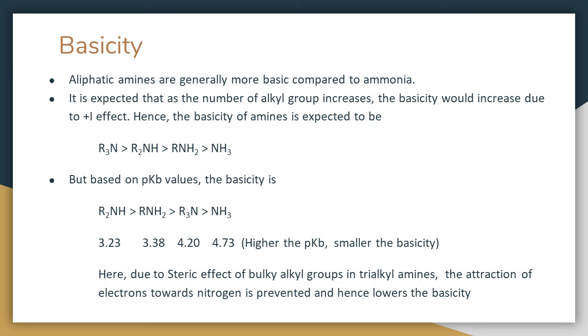When the hydrogen atoms are substituted with alkyl groups, the alkyl groups, which are electron releasing, release the electrons more towards nitrogen, making the availability of lone pairs more, so the alkyl amines become more basic in nature. So we expect that trialkyl amine to be more basic than dialkyl amine. But the pKb value suggests that the dialkyl amine is more basic than trialkyl amine. If we see here, the dialkyl amine pKb value is 3.23, whereas the trialkyl amine pKb value is 4.20.